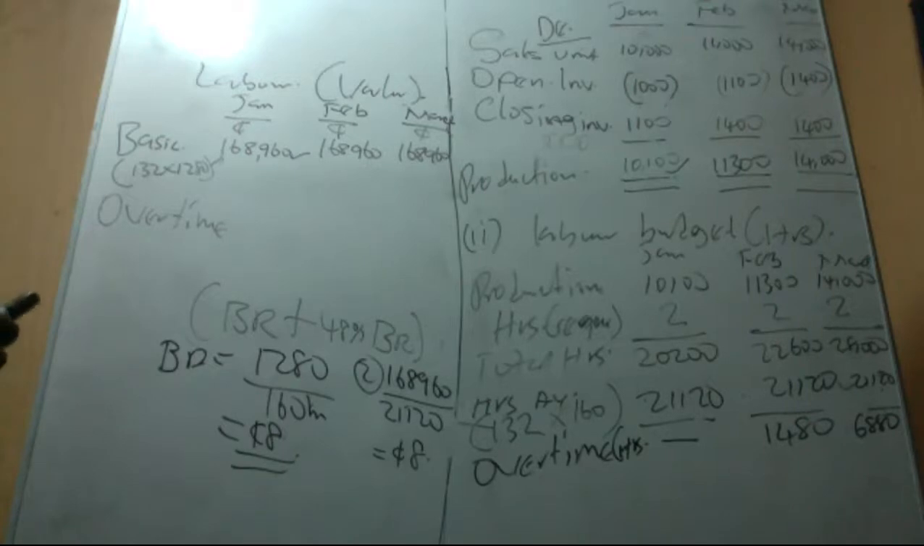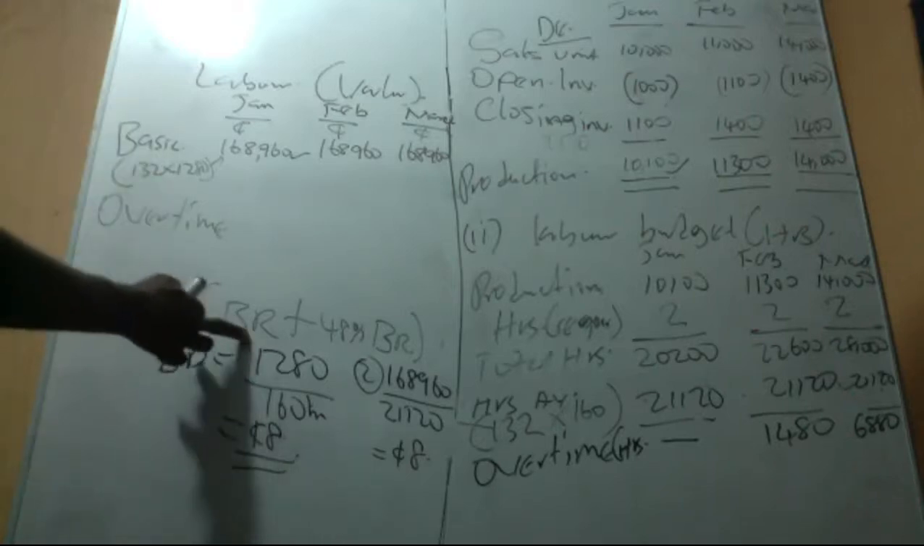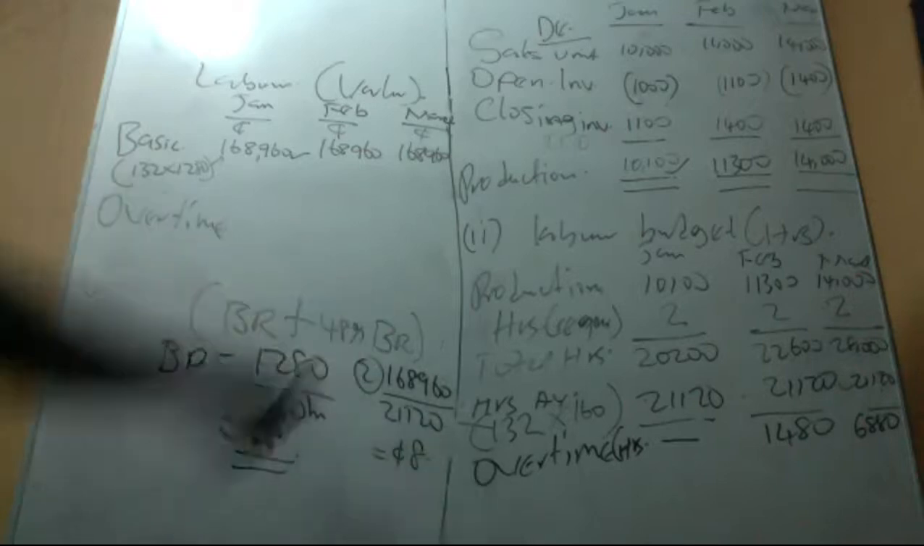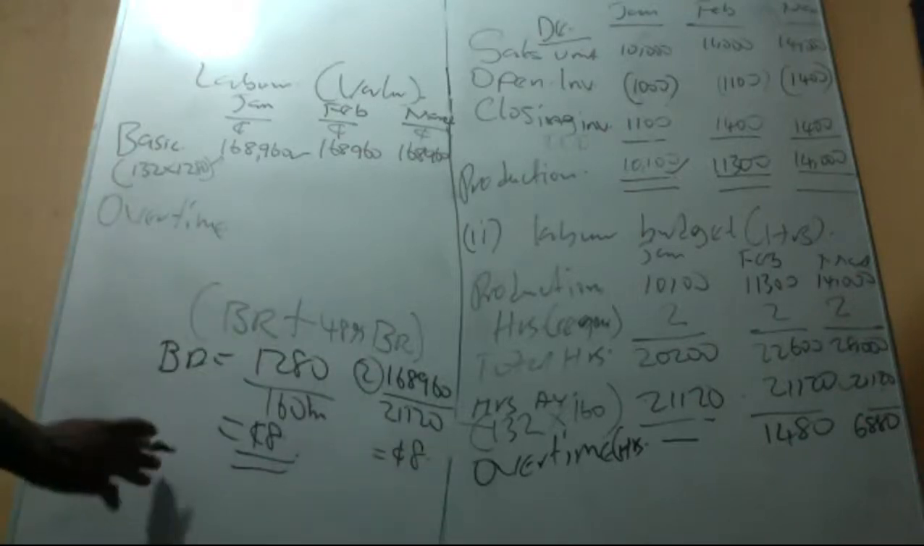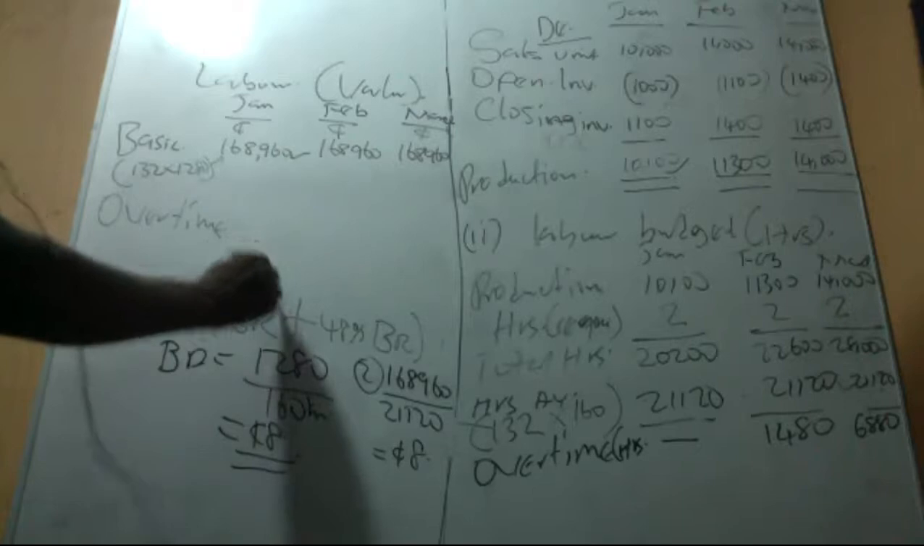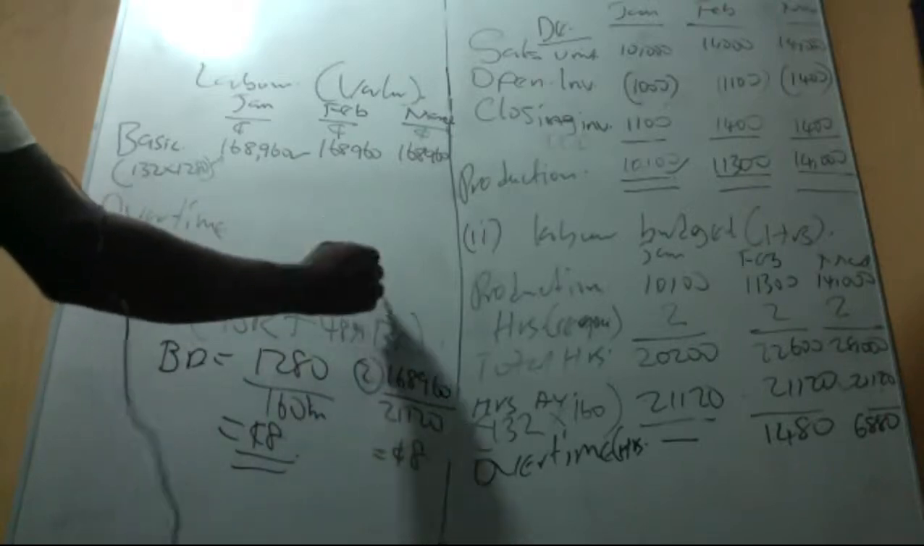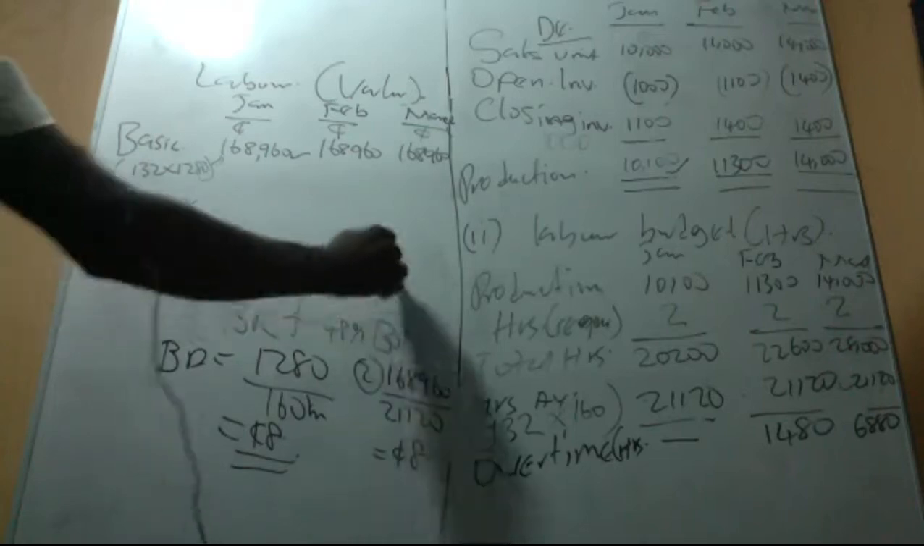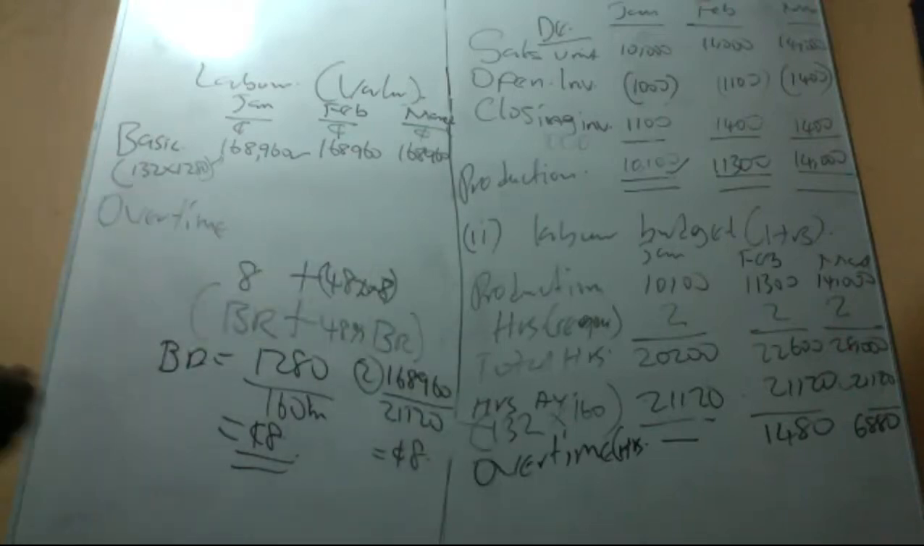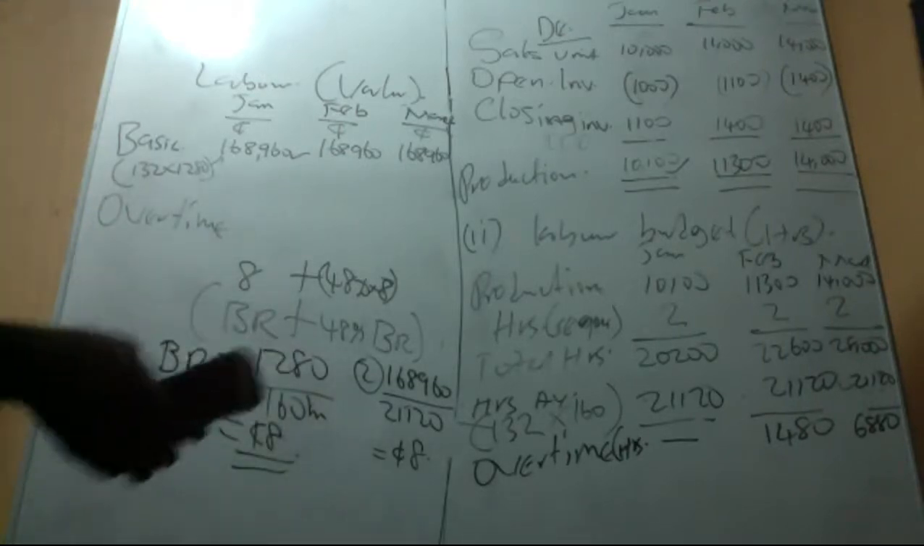So that is the basic rate per hour. It is 8 cedi. So it means that the overtime premium will be 8 cedi plus 48% of 8 cedi. So if you calculate the overtime premium well, it will be 8 Ghana cedi plus 48% of 8 cedi. And 48% of 8 cedi is 3 cedis, something, 3.84, right?